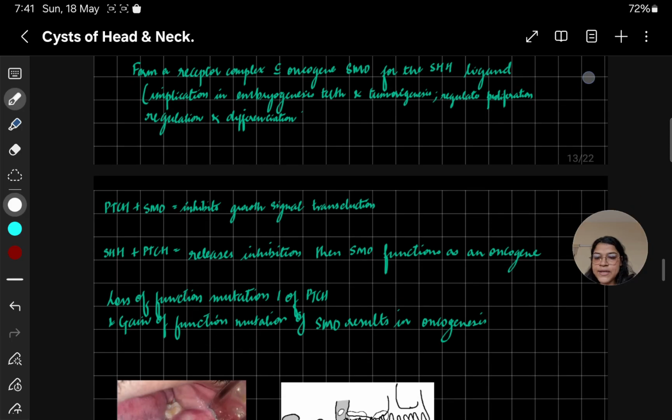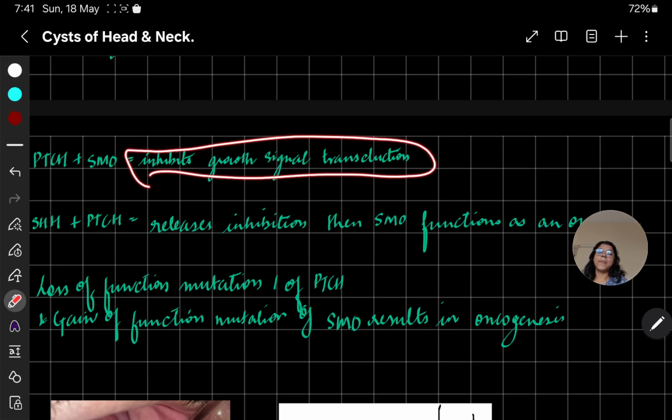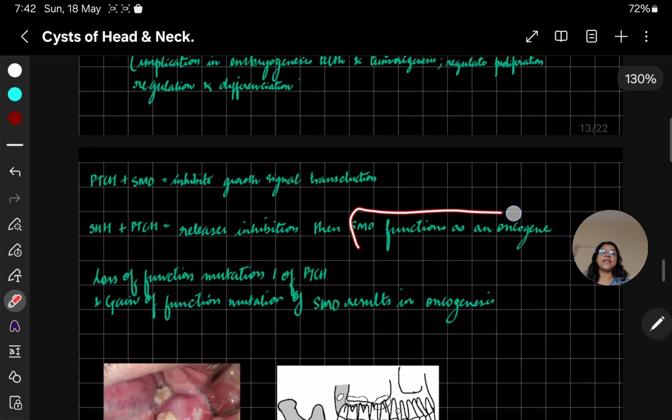Okay. Now what happens with PTCH1 and SMO? It inhibits growth signal transduction. So the tumor will not grow. SMO is what? It is an oncogene. So if PTCH binds with SMO, there is no tumor forming, because it inhibits the growth signal transduction. But when SHH and PTCH combine, it releases the inhibition, then SMO functions as an oncogene. So when there is this mutated PTCH, it binds with SHH. Sonic hedgehog is the one.